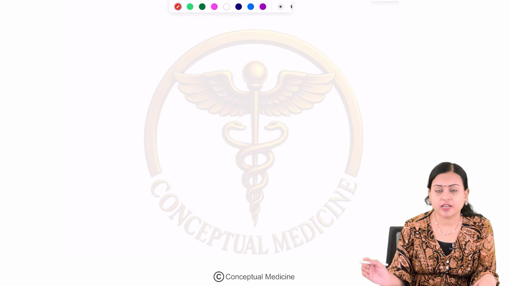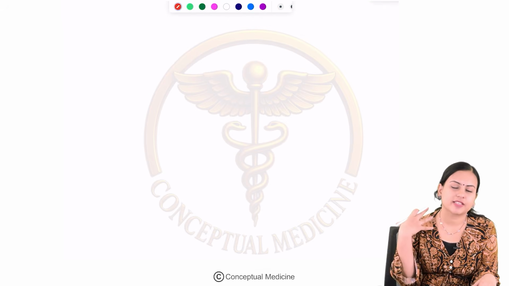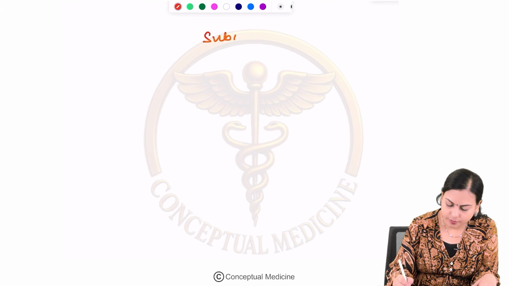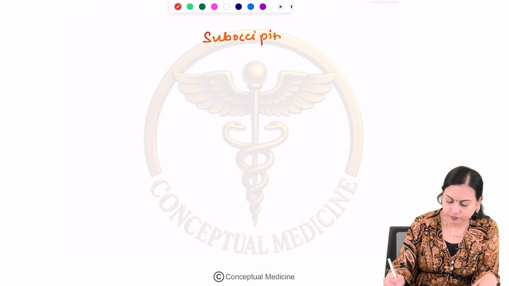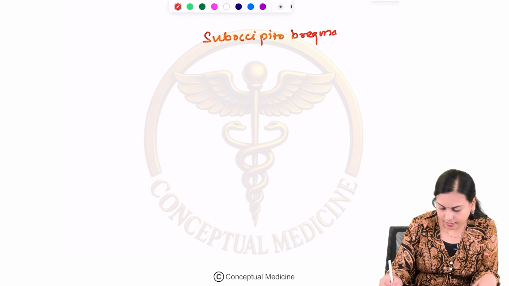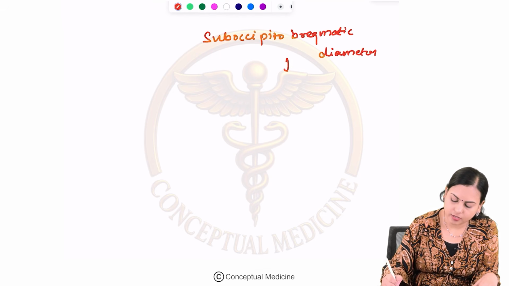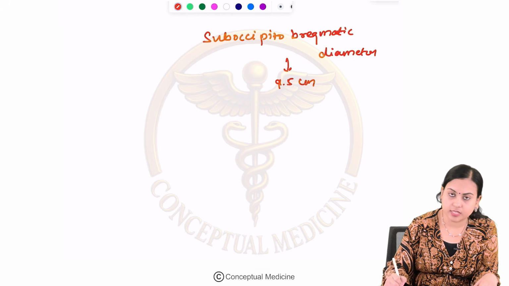If you are giving traction at this point, the fetal head will be flexed toward the smallest diameter, that is suboccipitobregmatic diameter, which is around 9.5 centimeter.